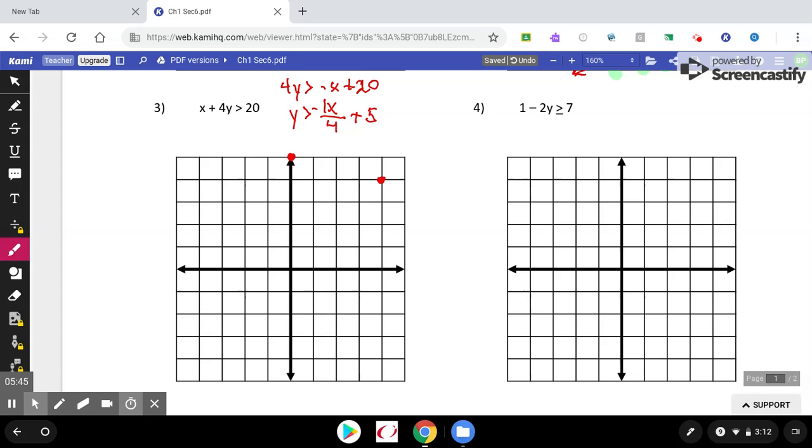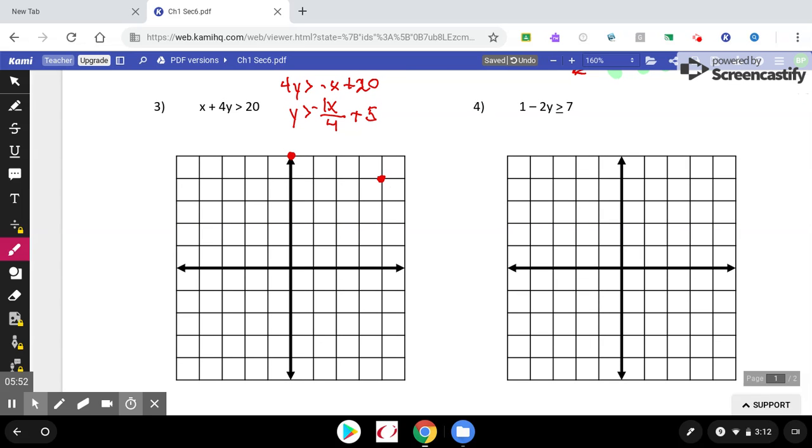But 2 will do. But I do have to determine whether I'm drawing a solid or dashed line. I don't see an equal to sign underneath here. And without the equal sign, I am making a dashed line.